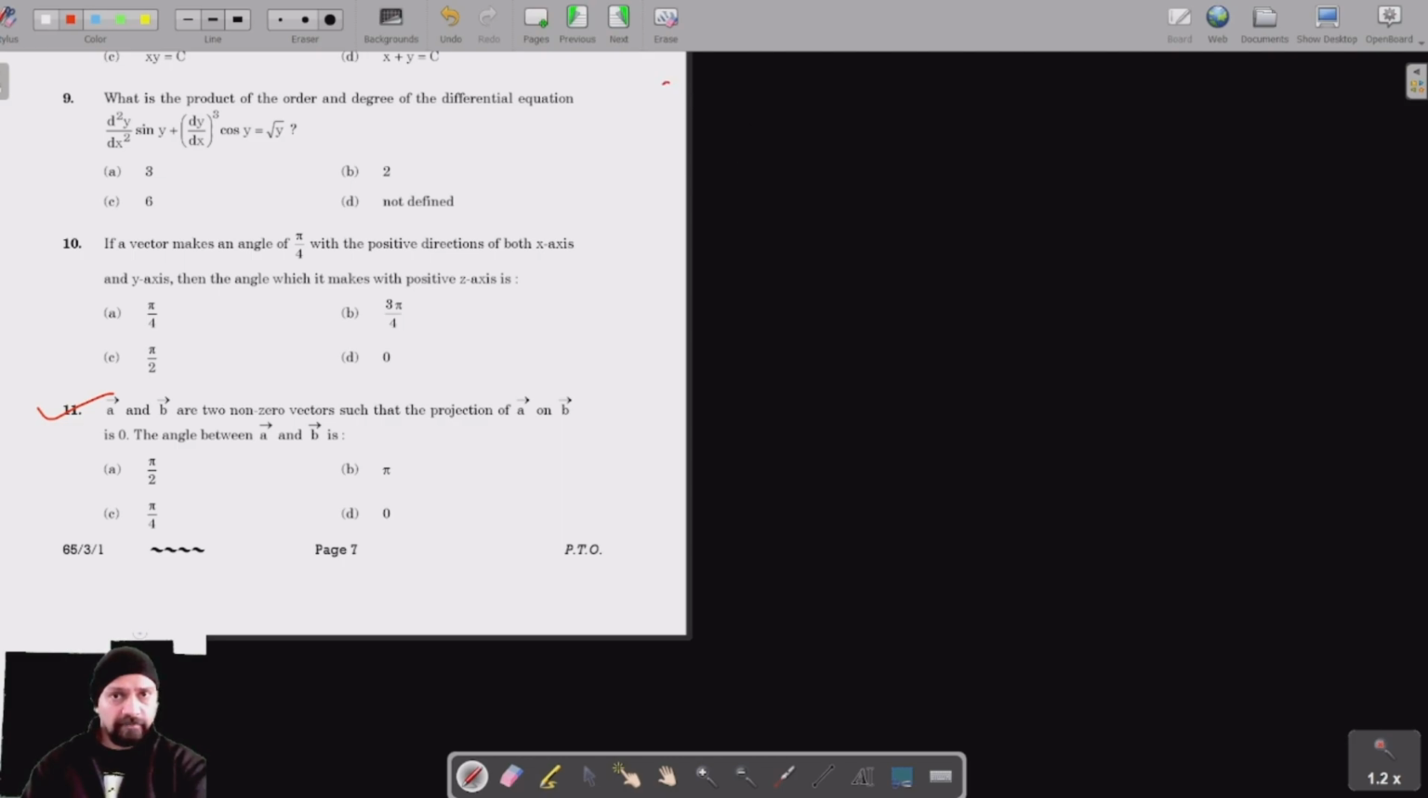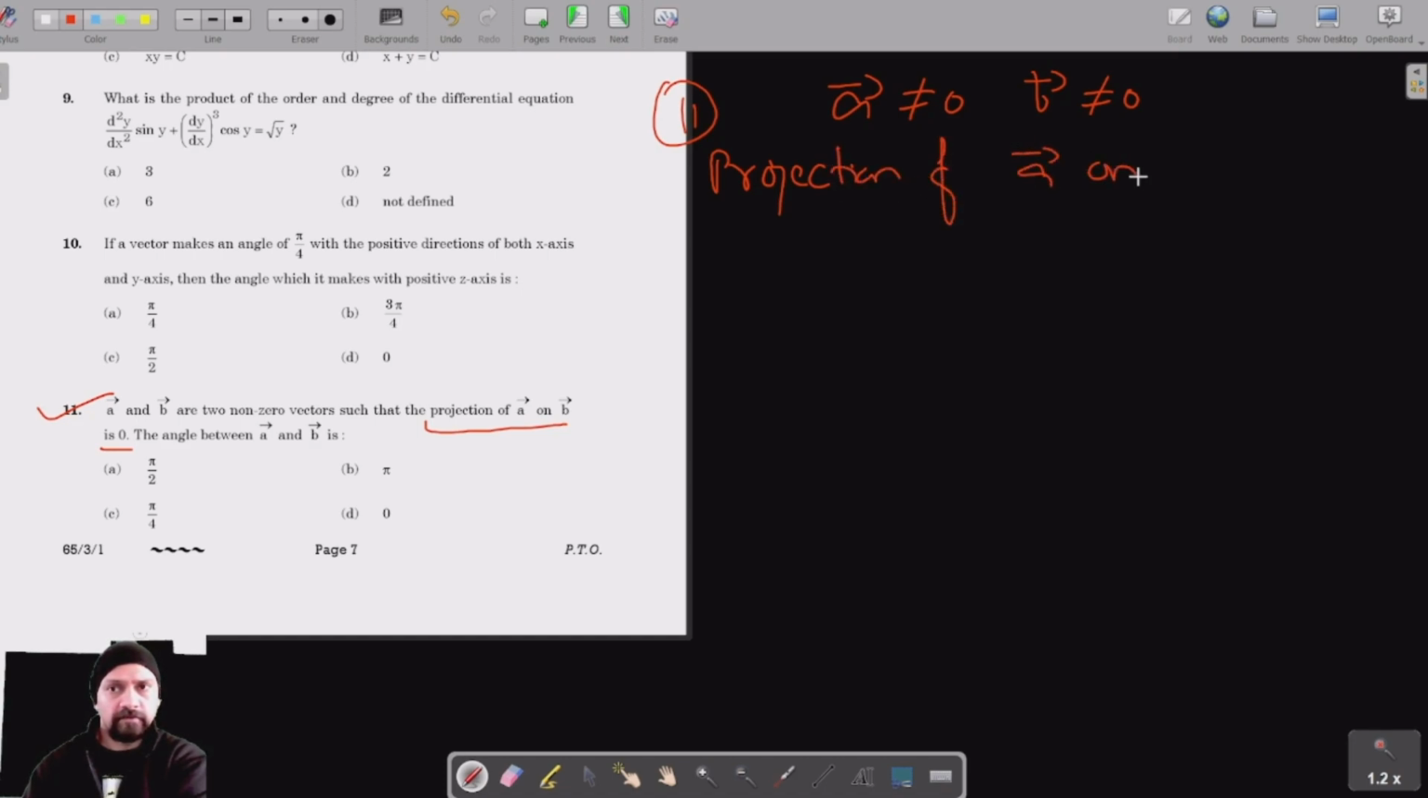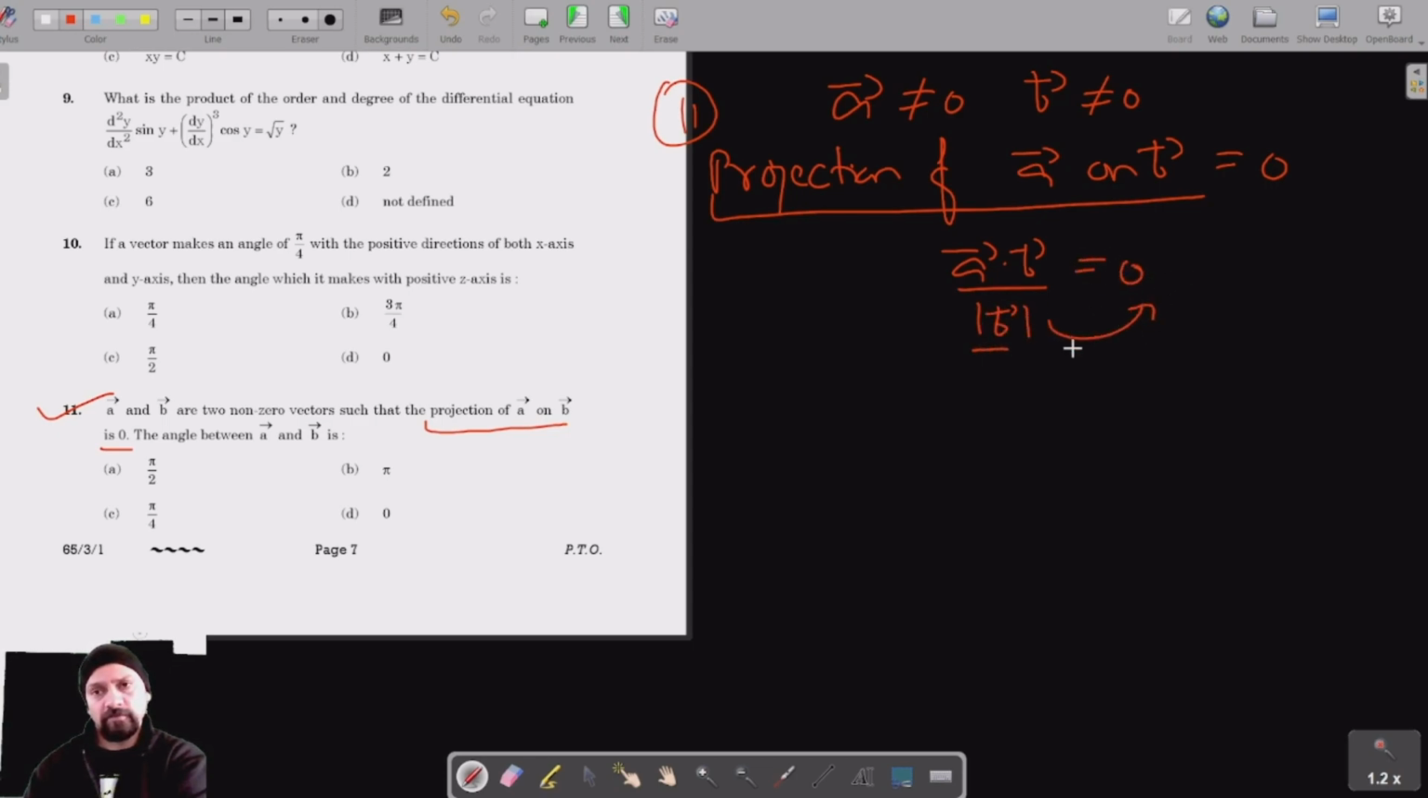for question number 11, it's given that A and B are two non-zero vectors. So A vector is not equal to 0 and B vector is not equal to 0, and the projection of A on B is 0. Now the projection of A on B is given by A dot B divided by magnitude of B, which is equal to 0. And since the magnitude of B is not 0, A dot B is 0.